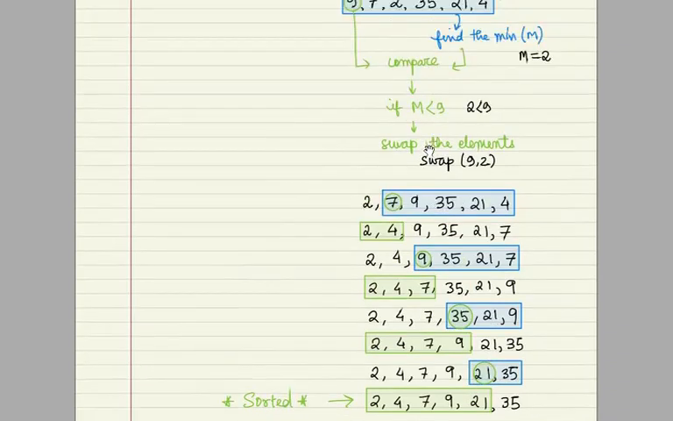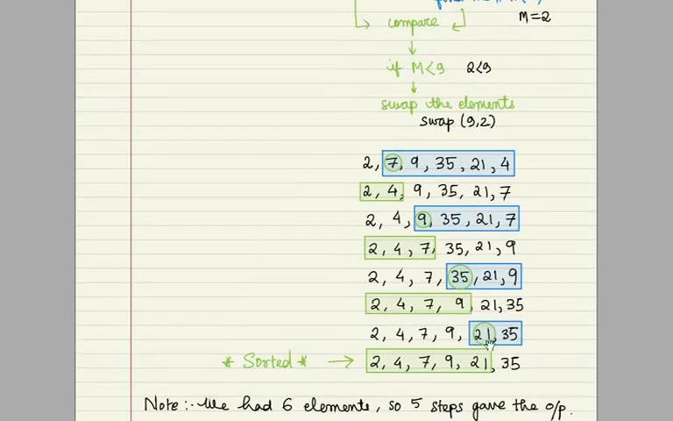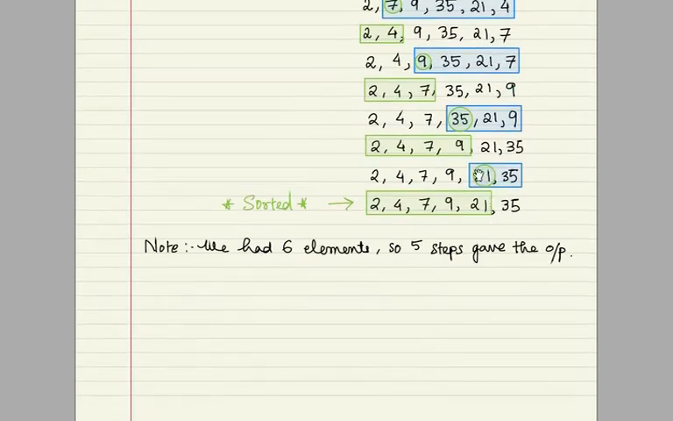So as we said, we swap only when the new minimum is lesser than the current element which is kept in this green circle. Okay, so since we did not find any element lesser than 21, we keep 21 in its own place. So what are the elements which are in the right place now? We have 2, 4, 7, 9 and 21. They are in the correct place.